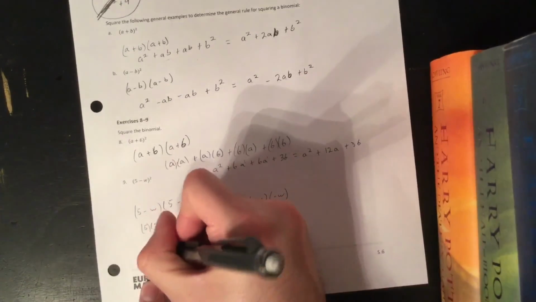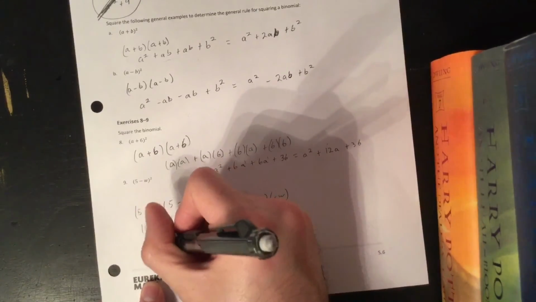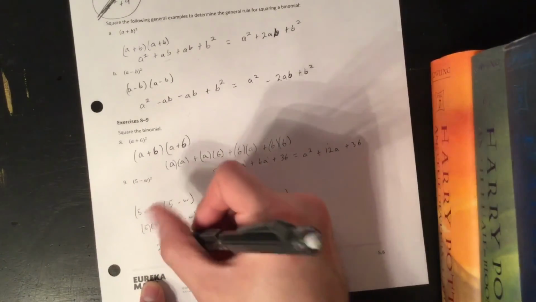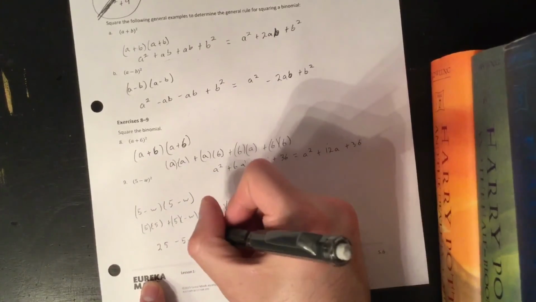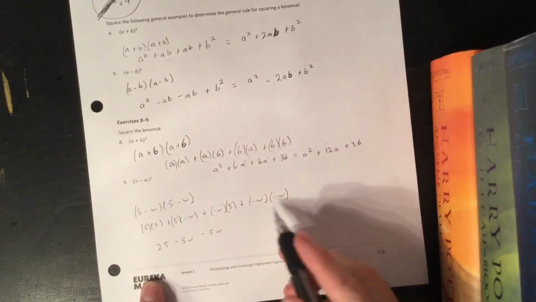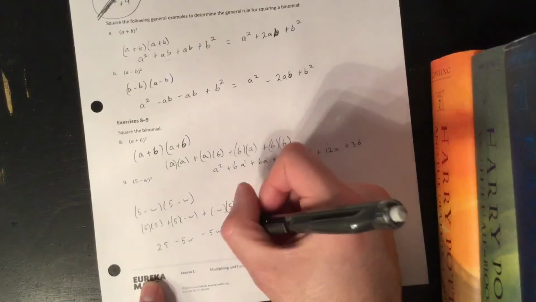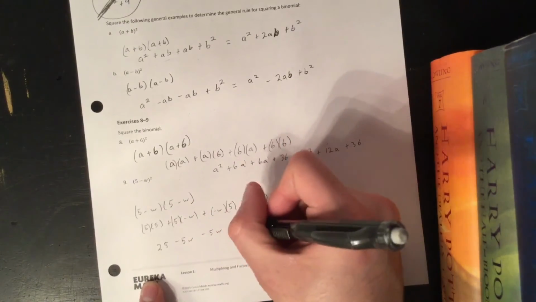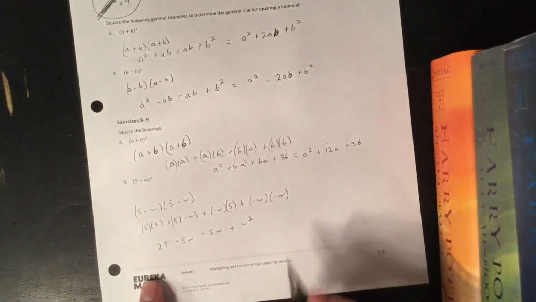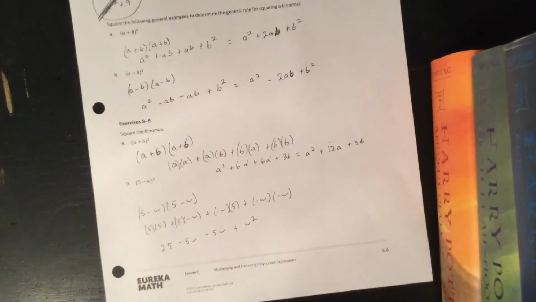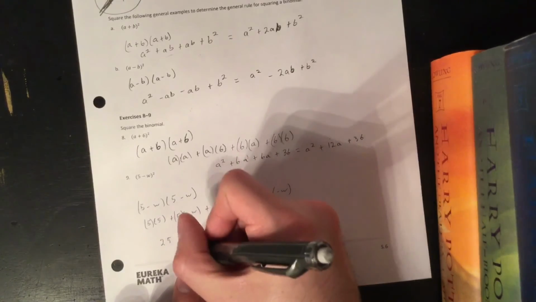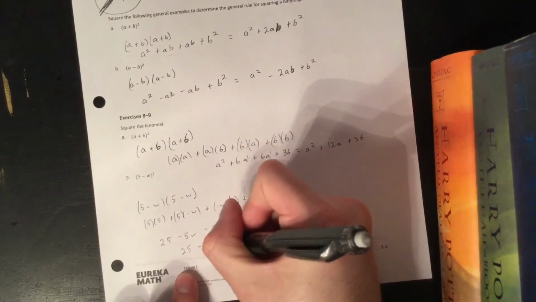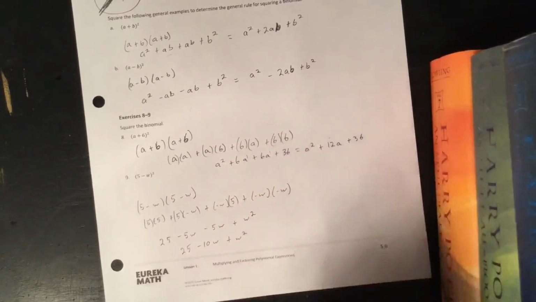So then we can multiply this out. 5 times 5, 25. 5 times negative w is going to be negative 5w. Negative w times 5, another negative 5w. Negative w times negative w, it's going to equal positive w squared. The negatives will end up canceling each other out. So then we can add these two together. They're like terms. 25 minus 10w plus w squared.